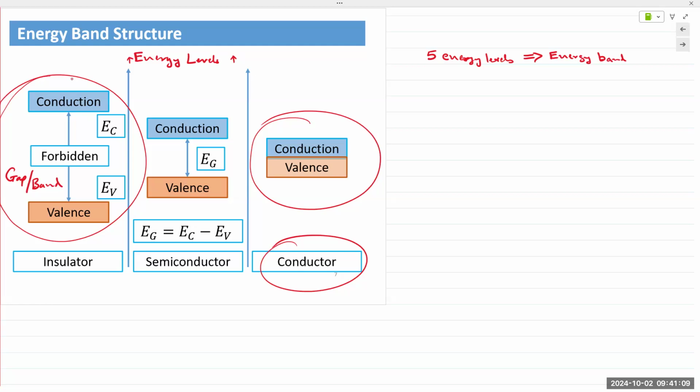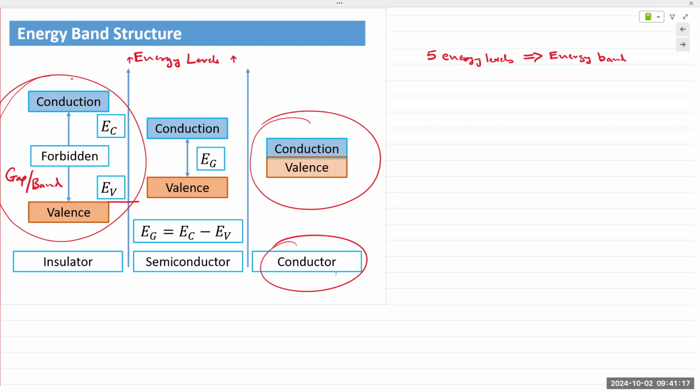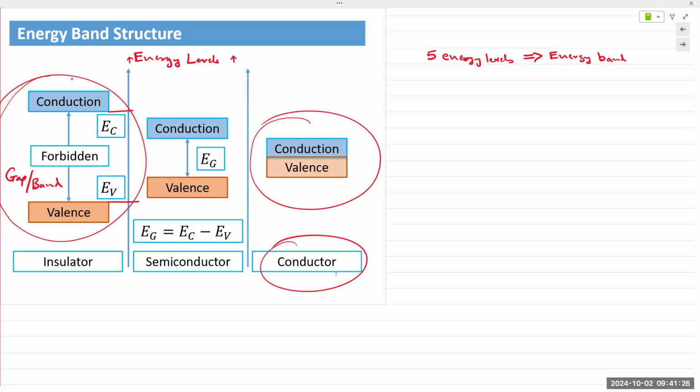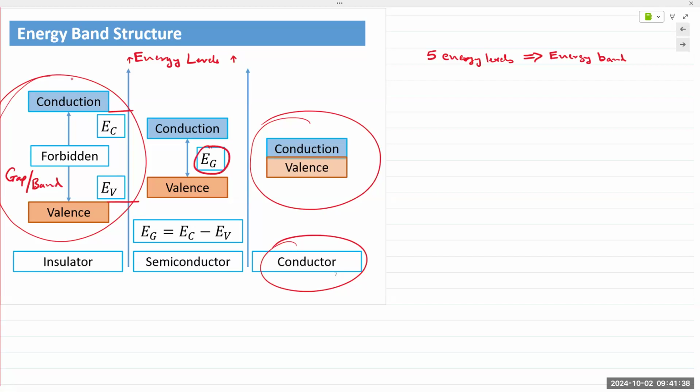The levels of the energy are noted as EV. EV is for the highest level of energy in the valence band. EC is the lowest level of energy in the conduction band. And the energy band gap is defined as EG. Simply stated, of course, EC is at a higher level than EV, and so EG is the energy that is required to breach that gap.